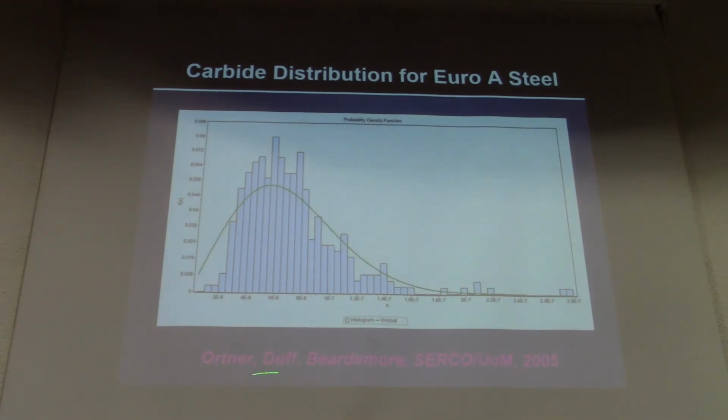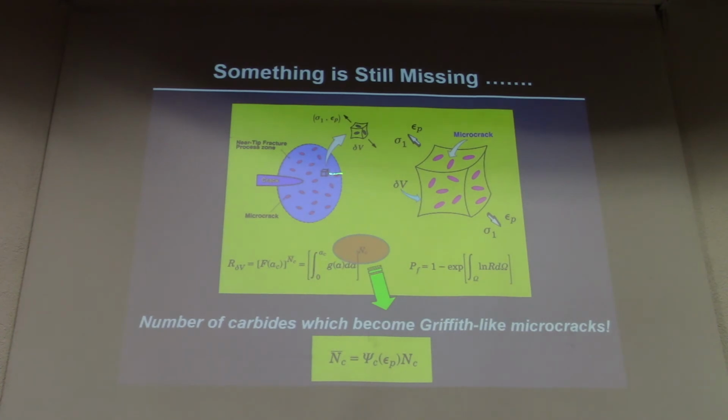This was measured at the University of Manchester by Ortner, and here from this microcrack distribution you can infer the probability density function of the microcrack distribution. Okay, and however something is still missing, because this just describes all the carbides in the material. Remember, not all carbides will nucleate microcracks. And then we are again assuming the functional for psi sub c, which describes the number of carbides which become microcracks. That's the idea. So that's how we put this in the model.